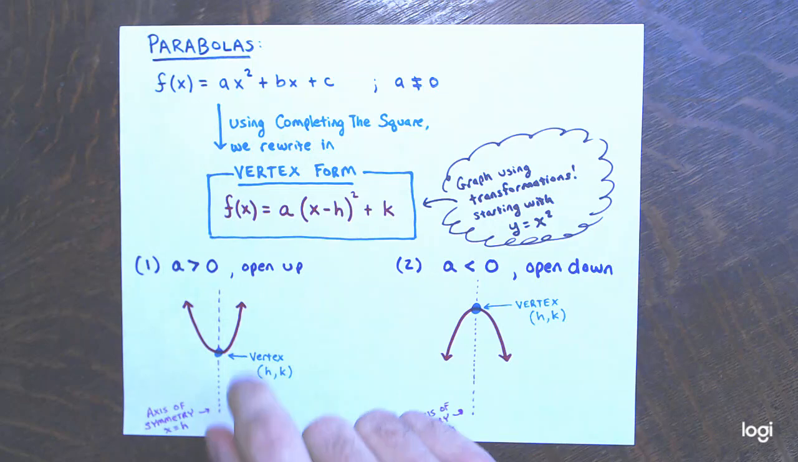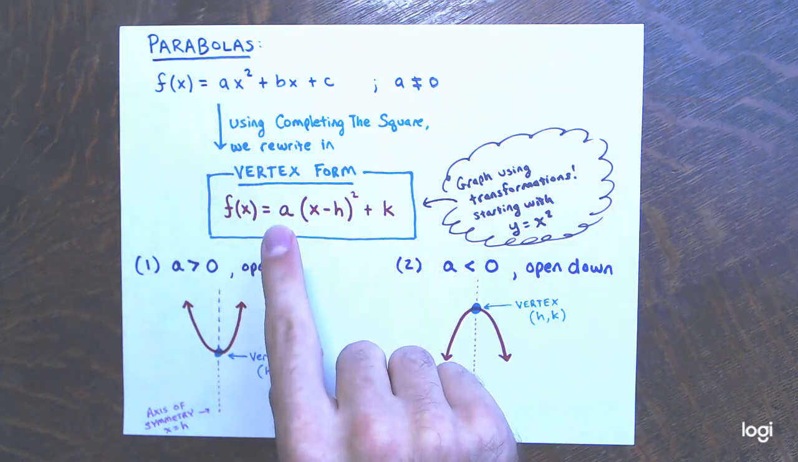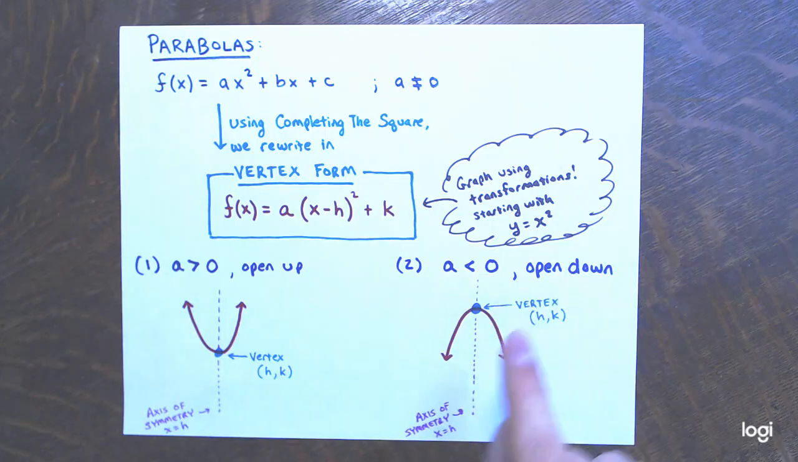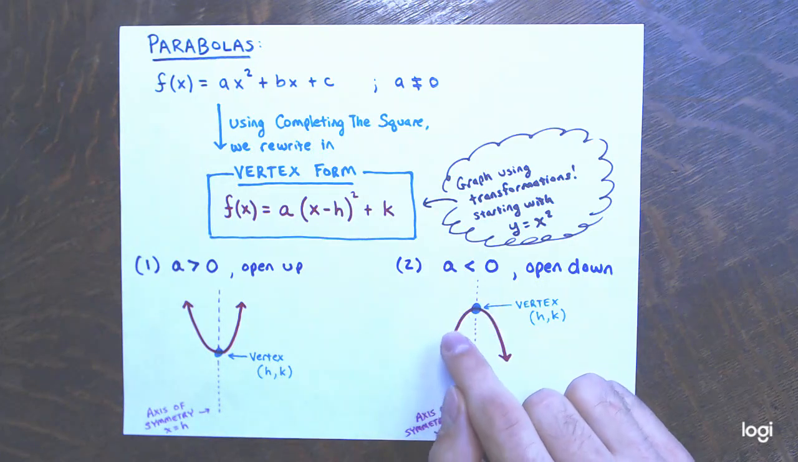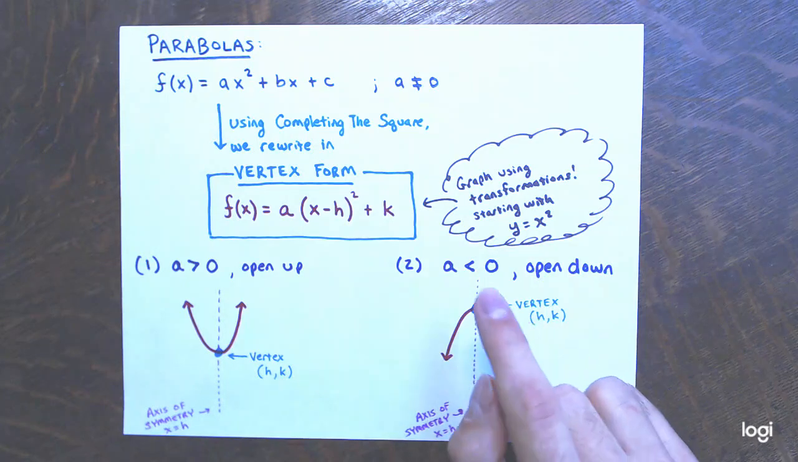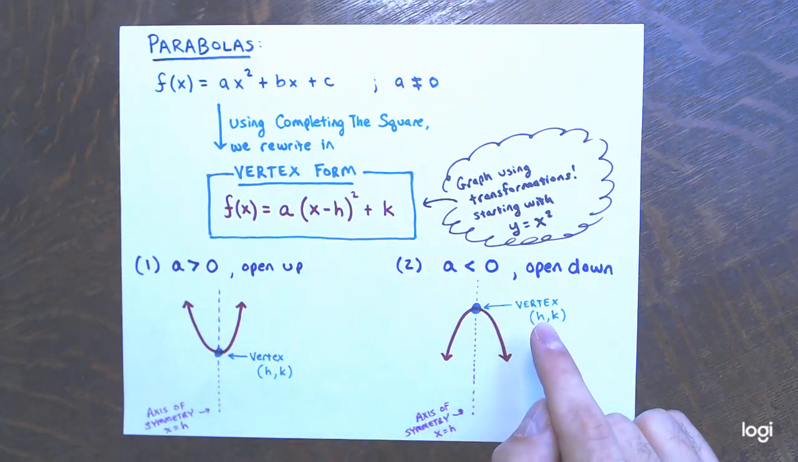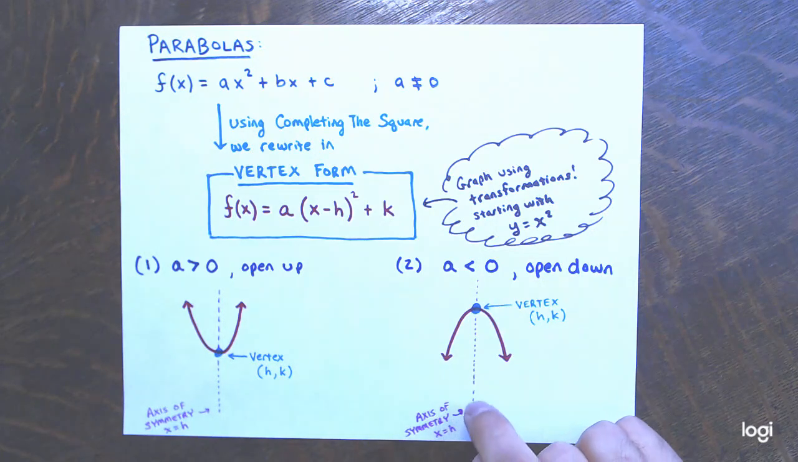And the second case is if this value of a is negative, if it's less than 0, then you're going to have a graph of a parabola that's opening downward. Again, a little frowny face. Opening down, again, vertex with the coordinates h and k that I'm talking about there, and this dotted imaginary vertical line called the axis of symmetry. The line of symmetry for the parabola goes through the vertex and has equation x equals h.